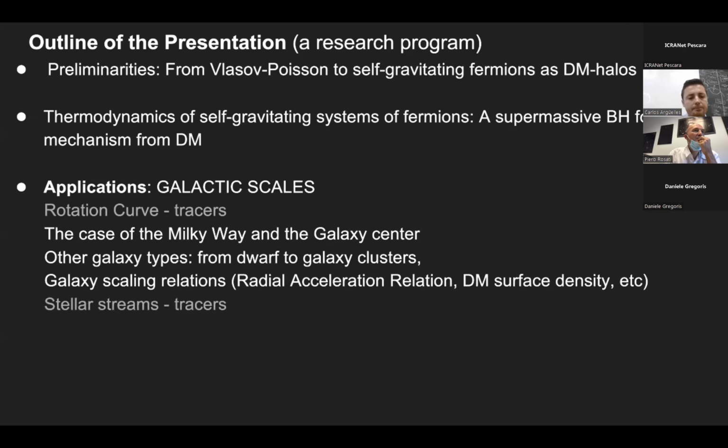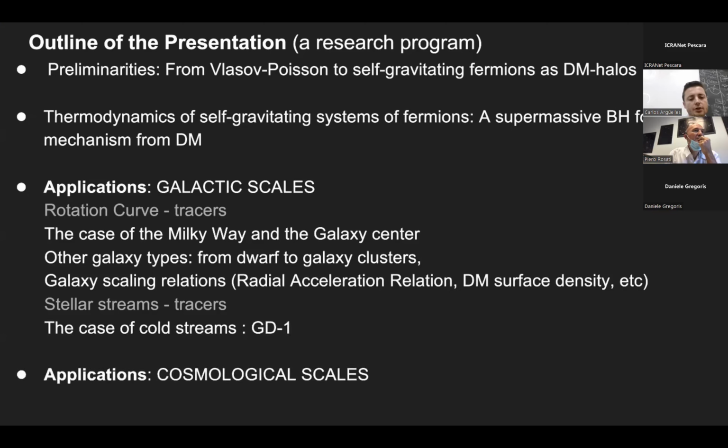density, etc. Then I will move to a short discussion about stellar stream tracers, which are very interestingly independent tracers of the gravitational acceleration field of the Milky Way, independently of the rotation curve. And as you probably know, the Gaia last data release has shown tens, maybe dozens, of these stellar streams. So there are a lot of data here to analyze. I will show an example of the GD1 cold stream.